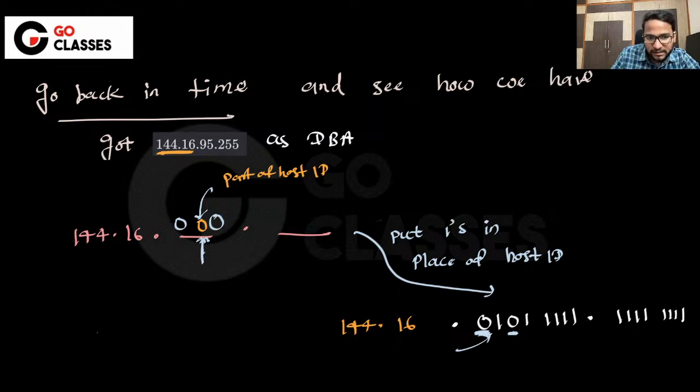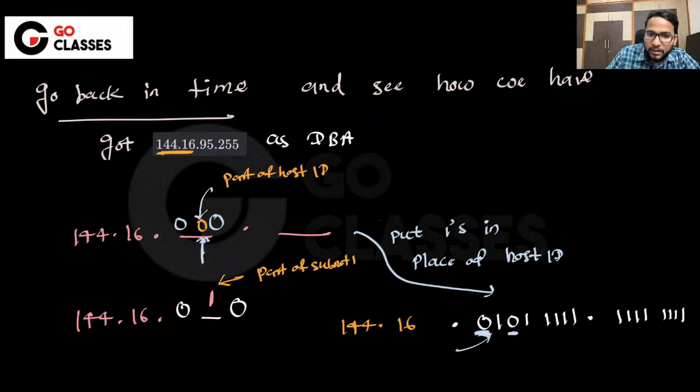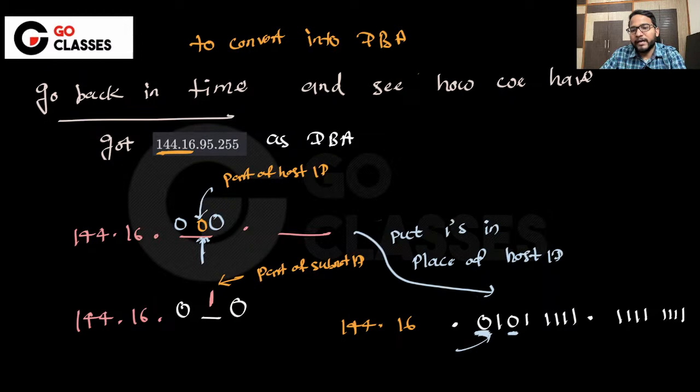The second case is where this bit is part of the subnet ID, then you have this 0, and then this bit could be 1 earlier also, and this is part of the subnet ID. See, to convert into a directed broadcast address, the subnet ID you leave unchanged.